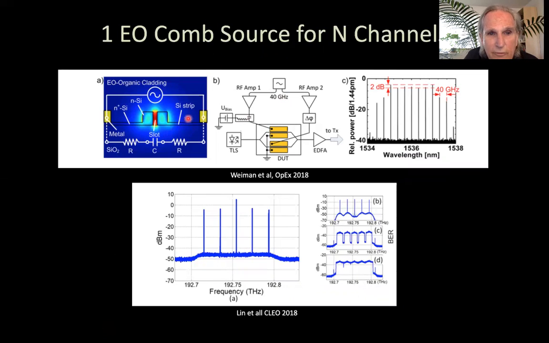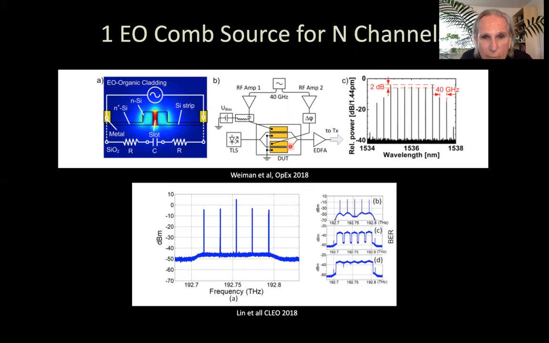This actually was using, this came from Karlsruhe in 2018. One of the first people to use a comb. And here they have an optical amplifier, and they're doing this off chip. They have a silicon photonic chip with a polymer implant in order to give more oomph to the modulator.